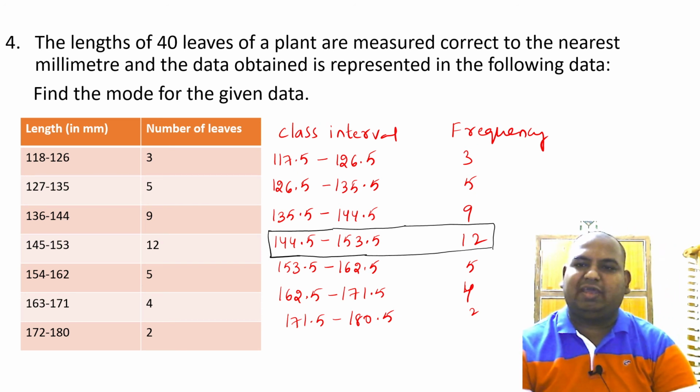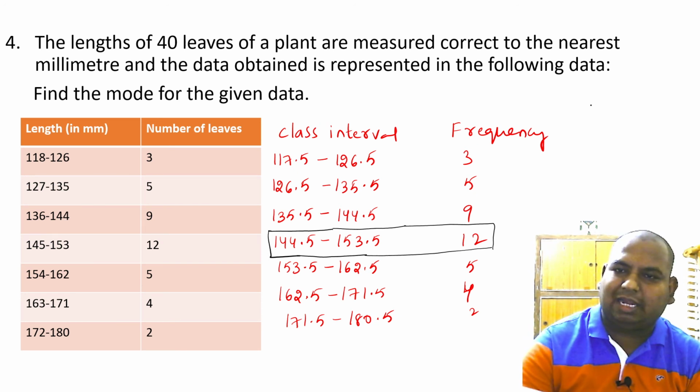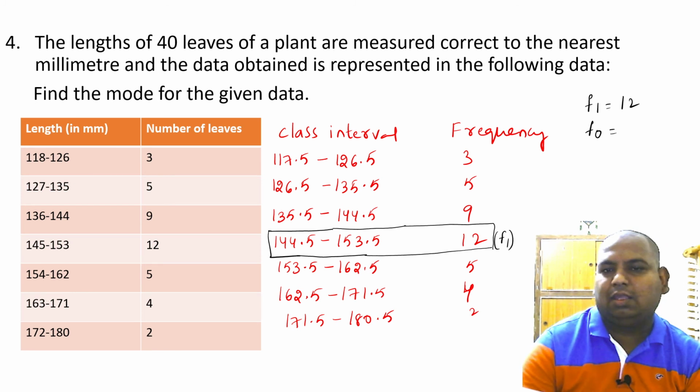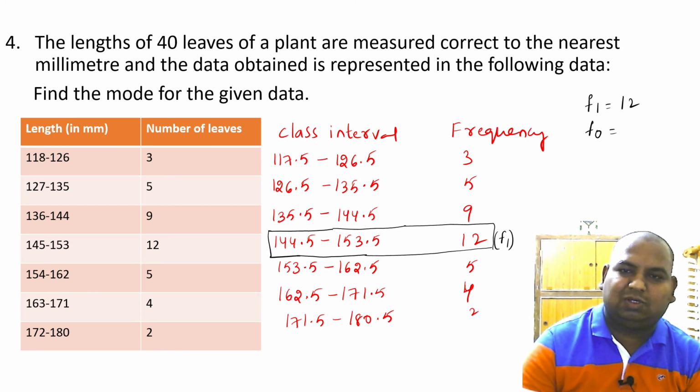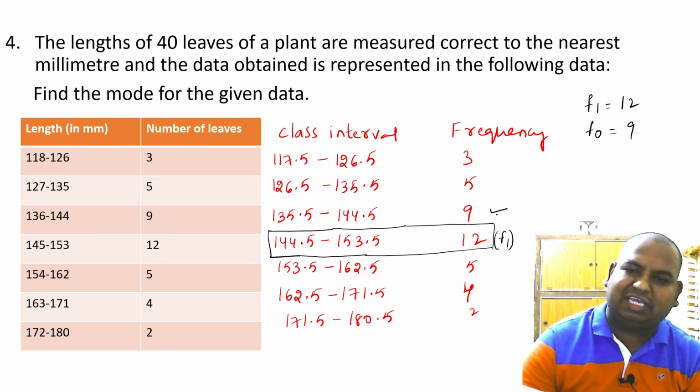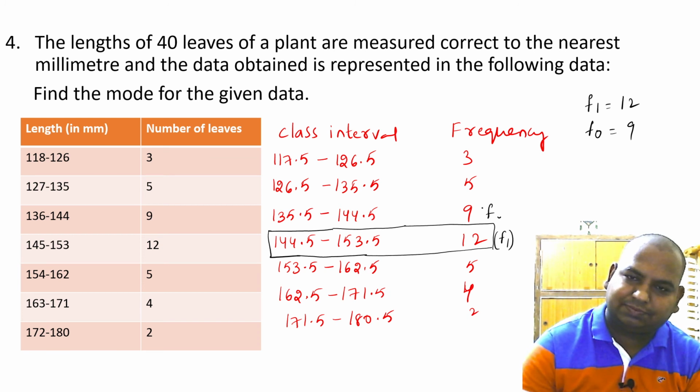Now tell me the values one by one. What is the value of f1? f1 is the frequency of the modal class, that is 12. What is the value of f0? Before the modal class, which is the class interval? This is the class interval. What is the frequency of this class interval? 9. So that is f0. The frequency of the class interval preceding the modal class is f0.